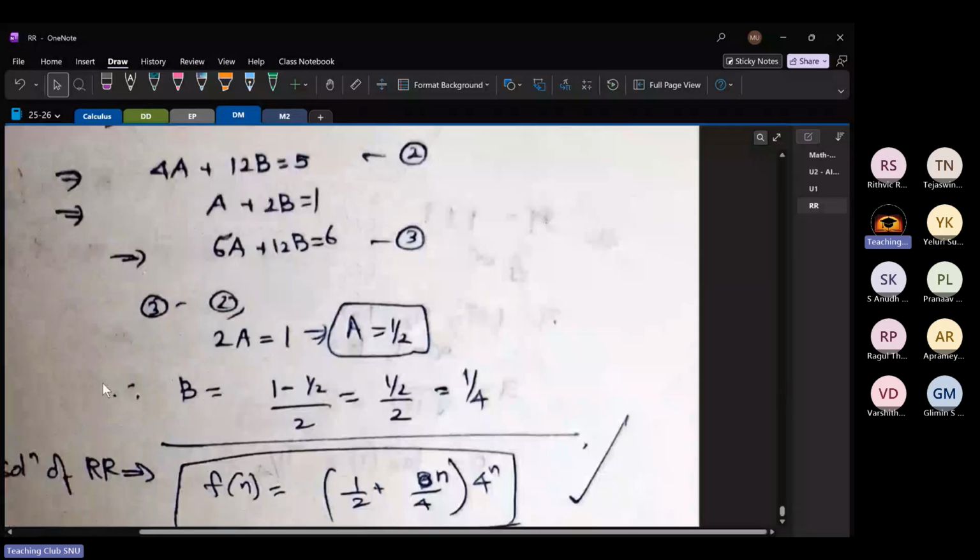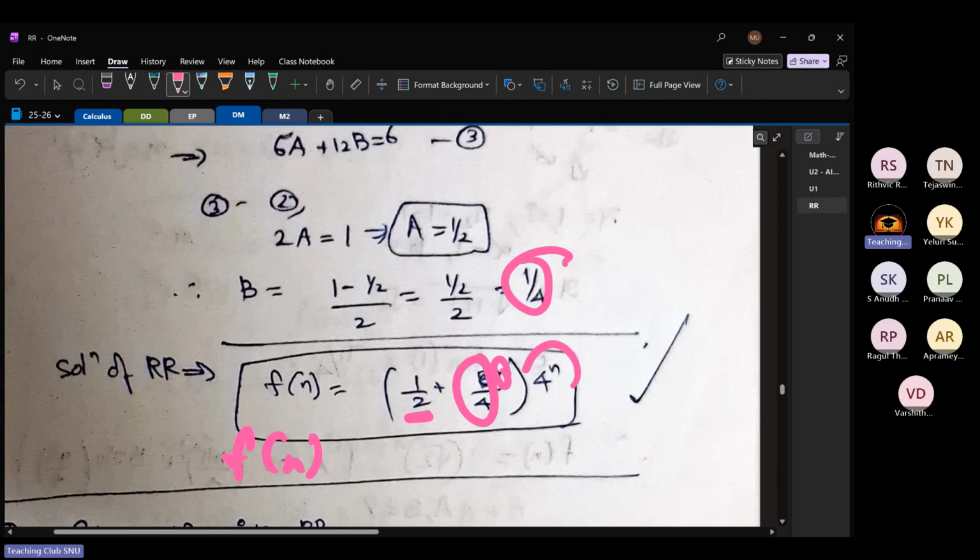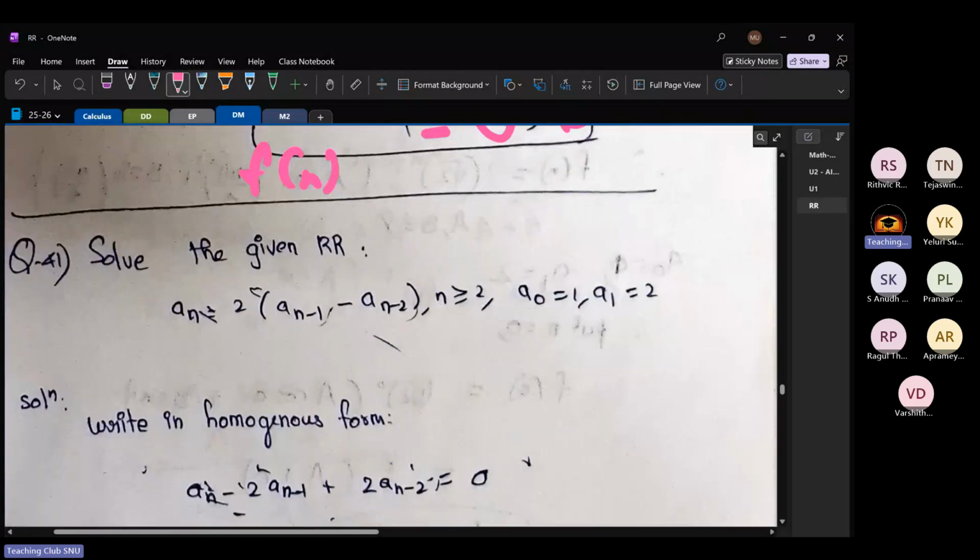Next, when you find the values of a and b, don't forget to substitute them. Very important. Right. So f of n is equal to (a plus bk) into r power n. A you found as 1 by 2, and b was supposed to be 1 by 4, into r power n. R is 4. That is what we found, the real and equal root, and n was the parameter. That's it. Okay. So let's try to solve this.